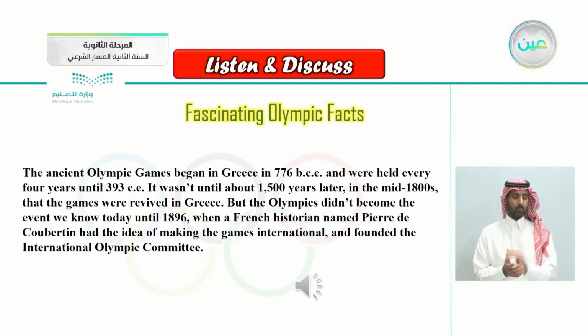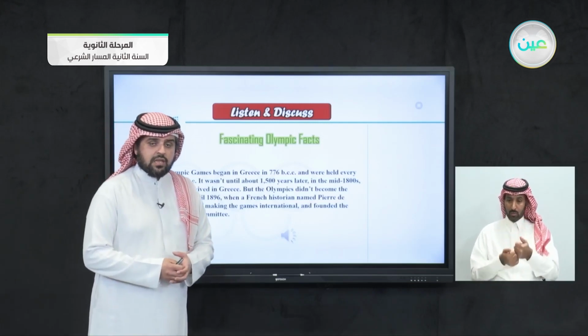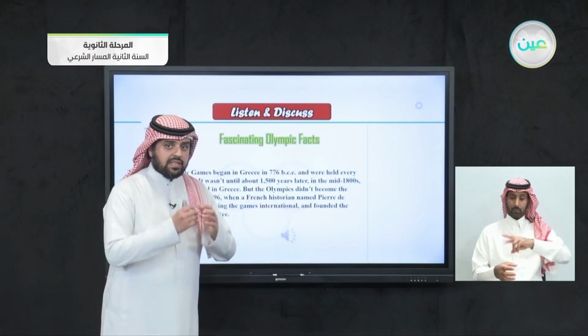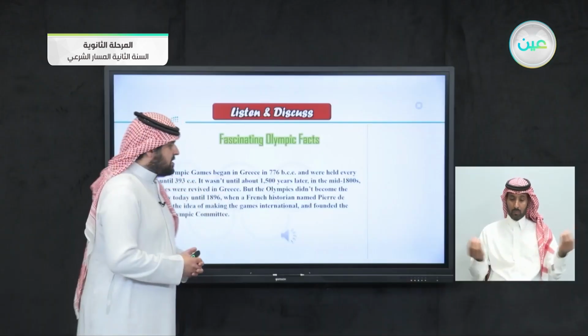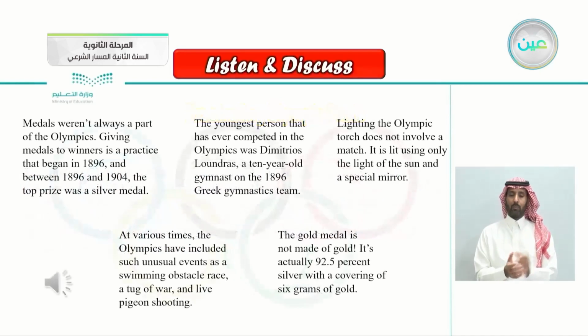So, thanks to this French historian, Pierre de Coubertin, he had the idea of the current Olympic Games that we see today, that some teams from every nation come and compete against each other, as he said here. He had the idea of making the games international. Different countries come and compete against each other, and he founded the International Olympic Committee.